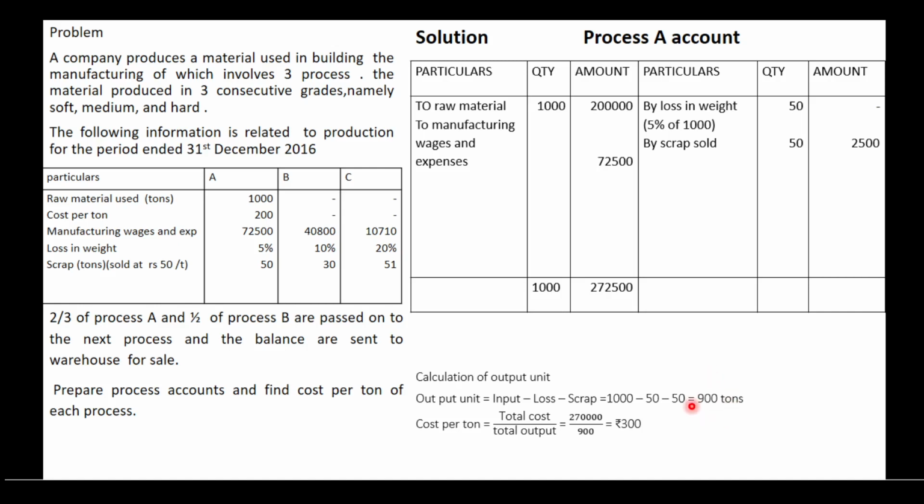So in these tons, 2/3 are transferred to the next process, like process B, and the remaining 1/3 are sent to the warehouse. So first we calculate the transfer to the next process, process B, that is 2/3, meaning 900 into 2/3. So here it is 600 tons. These 600 tons are the 2/3 that is passed to the next process.